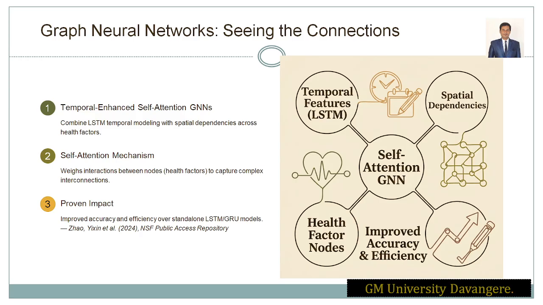If you see the various components and the key factors, we have to think about the temporal features, that is LSTM, the spatial dependencies, and also the self-attention mechanisms. If you talk about the temporal LSTM method, what it does is remember the past history like a normal LSTM. For GNN, it will combine the LSTM data modeling with the spatial dependency across your health factors. When you talk about these spatial dependencies, right?